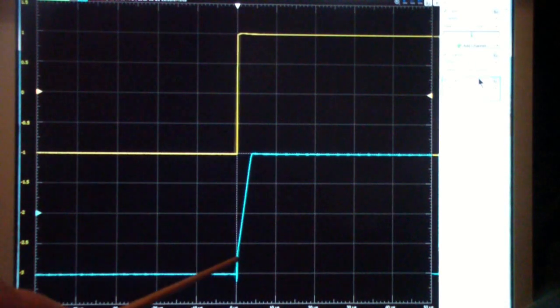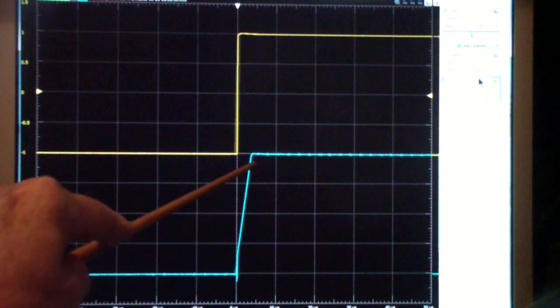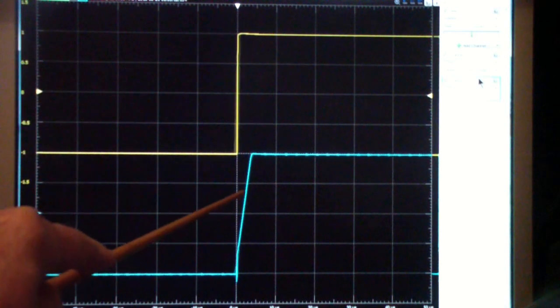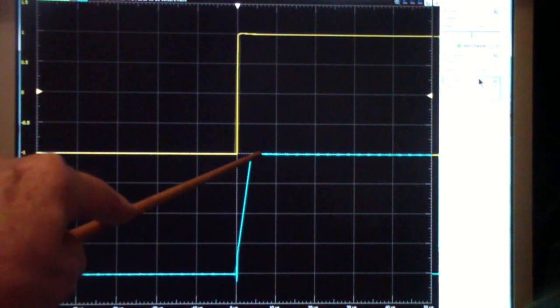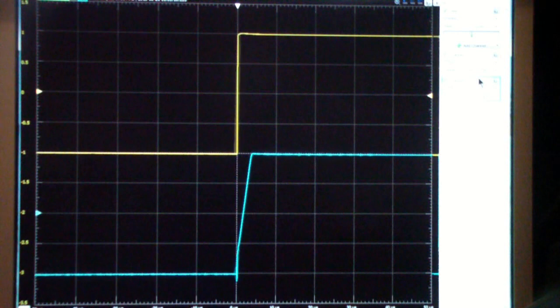Now notice that the output doesn't follow the input. Instead, it has a slope to it. That's due to the compensation capacitor, and that's called slew rate. So to try to measure the slew rate, what we're going to do is go to 1 microsecond per division.